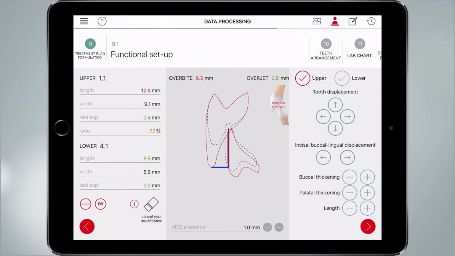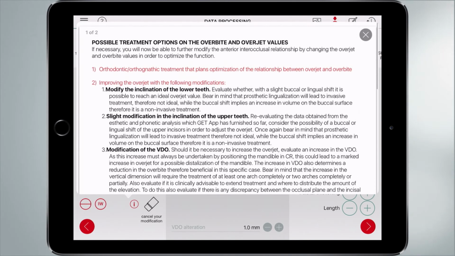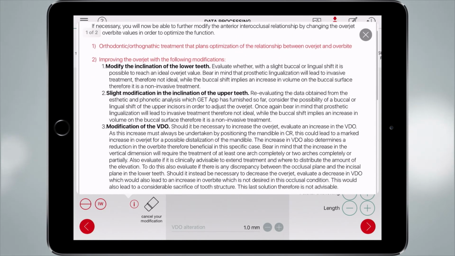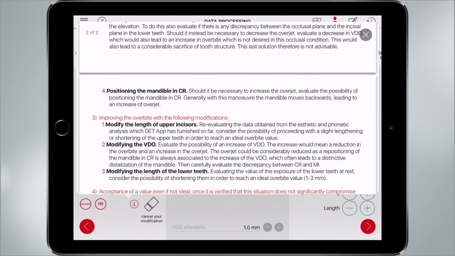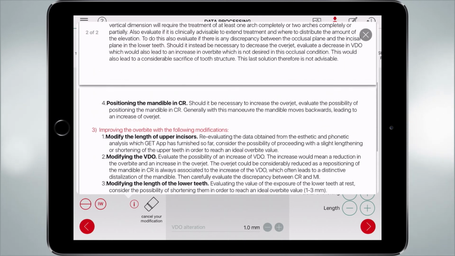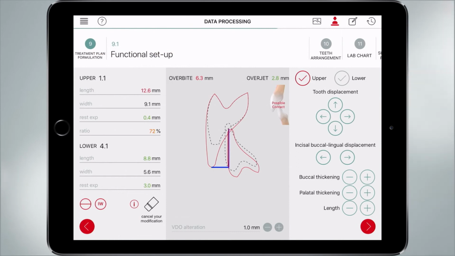Not just that, we can also push on the left button, the eye, you see, close to the cancel modification. You push the eye, and you see that you have, again, possible treatment option on the overbite and overjet values. So improving the overjet with the following modification, improving the overbite with the following modification, acceptance of the value, even not ideal, etc., etc. So you have a lot of information here. You really have the chance to understand how much content is inside the app.